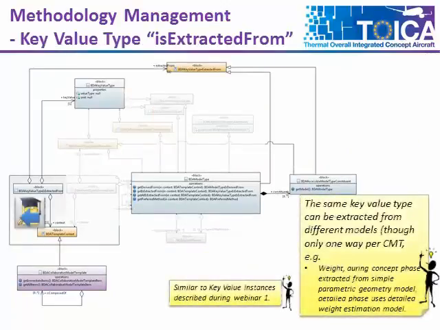Key value types are the type definitions for key value instances, which are significant values that are to be exposed in the collaborative context. These are handled very similarly to the key value instances that we were shown in the first webinar. The same key value type can be extracted from different models in different collaborative modelling templates. For example, a weight can be extracted from a simple parametric geometry model in a concept phase, but in a detailed phase it can be from a weight estimation model.